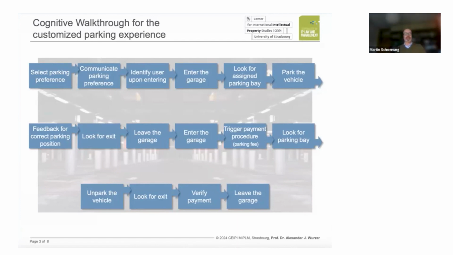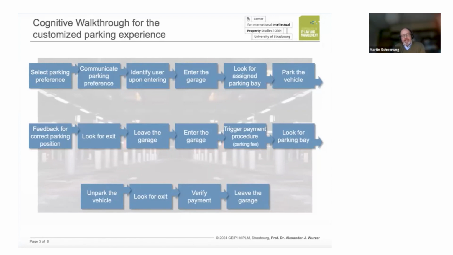So these are the steps between these two points, from wanting to park till leaving the garage. These are the different process steps represented in this so-called cognitive walkthrough.